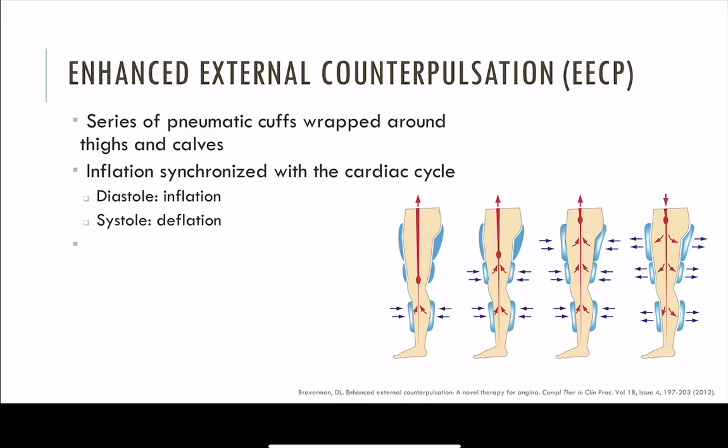So they synchronize the inflation of the cuffs with the cardiac cycle. So during diastole, there is a compression, and it starts at the bottom. It goes up, up, up to try to increase diastolic pressure and retrograde flow. Then during systole, the cuffs relax, they deflate to allow the blood flow through during systole. As systole ends, you squeeze from the bottom up until you raise diastolic pressure, creating retrograde flow into the aorta.